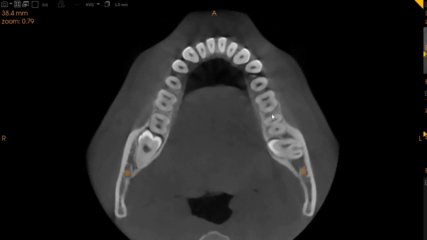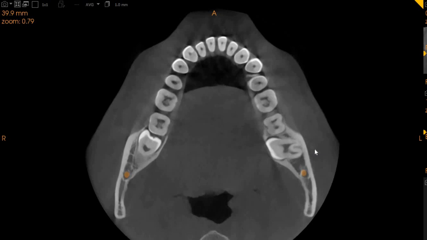And here you can see that the tooth is positioned in a manner where the crown is lingual and the roots are buccal. So this is something that the doctor has to be mindful of during the extraction process, as this is not a very conventional angle for a wisdom tooth to be in.